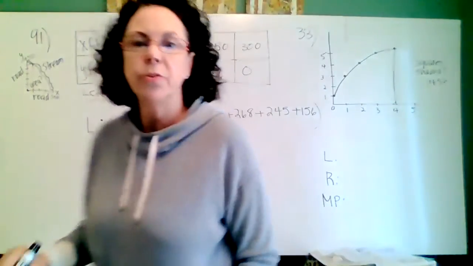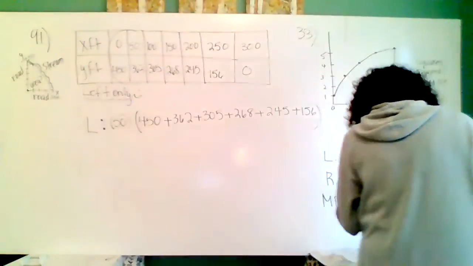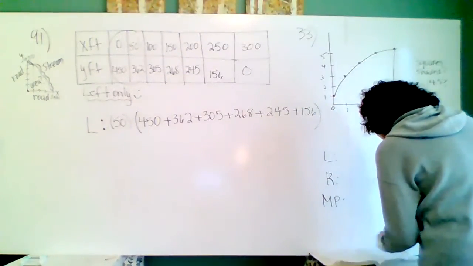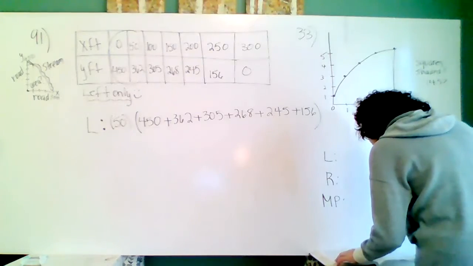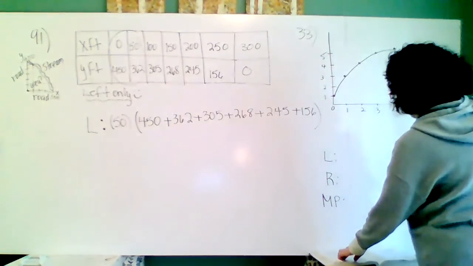Let's take a look at number 33. Number 33 was a picture that they drew. And it does say estimate the lower and upper sums, which means left, right. And I also asked you for midpoint. And on 33, the shading was going from 0 to 4.